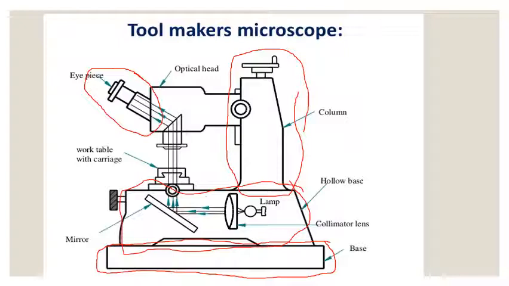Once it is completely filtered with the help of a collimating lens, it is reflected further with the help of a mirror. The direction of the light we can see with the help of these arrow marks. This is further reflected with the help of a mirror which is placed in an inclined direction.